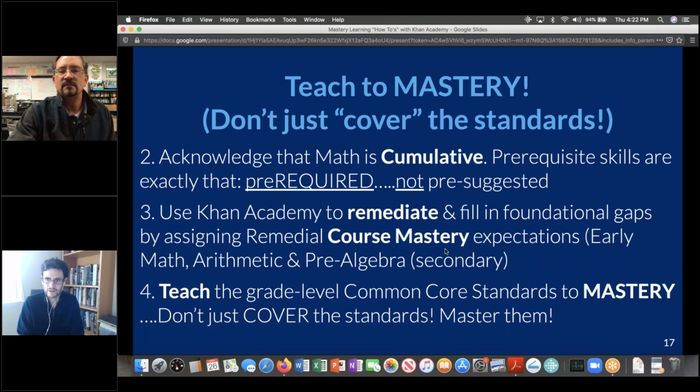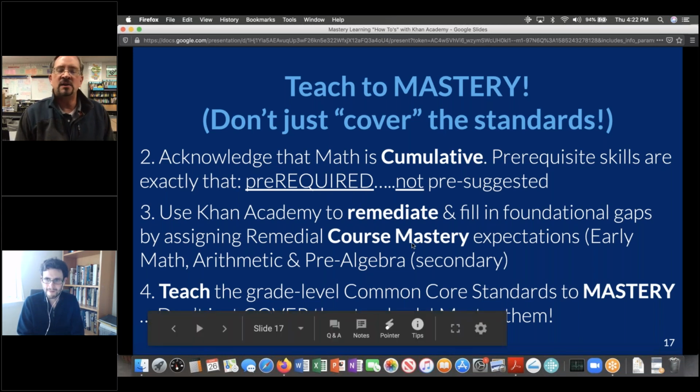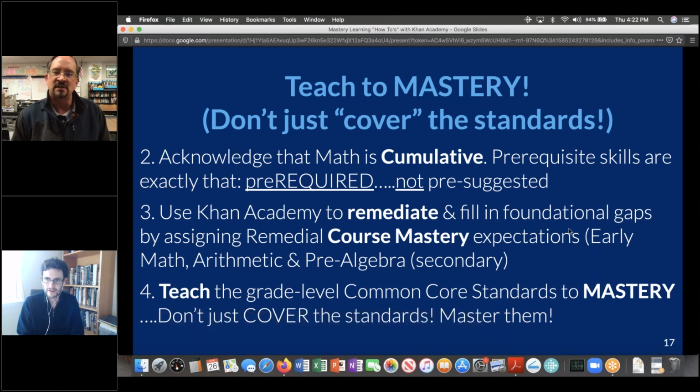Next. Number 2, acknowledge that math is cumulative. Prerequisite skills are exactly that, pre-required, not pre-suggested. You can't teach kids how to multiply, divide, add, and subtract fractions and mixed numbers unless they even understand what a fraction is. And they can't even figure that out until they understand the meaning of numbers and number sense and place value and all of that. So they need to master those skills.